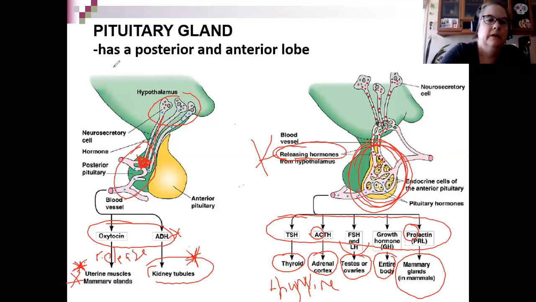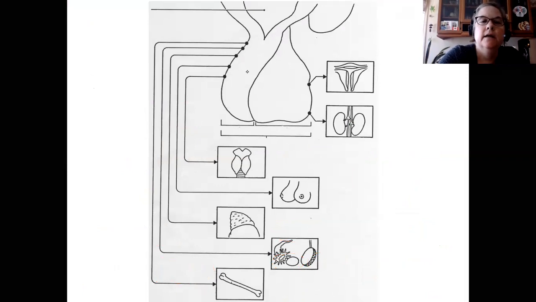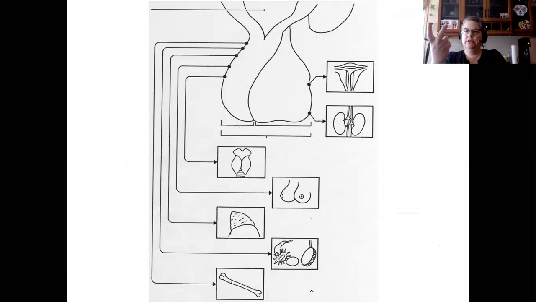Okay, so let's take a look at this. I know it's really small on the PowerPoint. I'm just going to focus on the posterior pituitary for right now. Now this image is a little bit reversed, so the posterior pituitary appears at the front of the image, even though it should be at the back of the image.